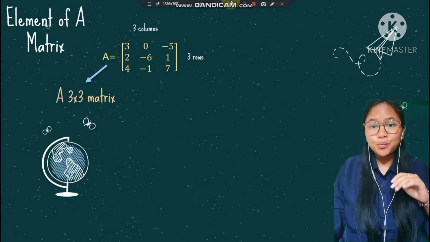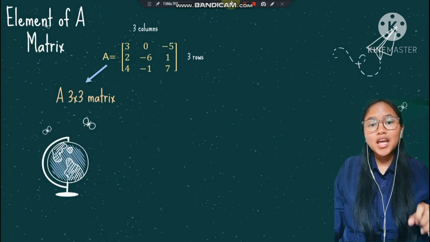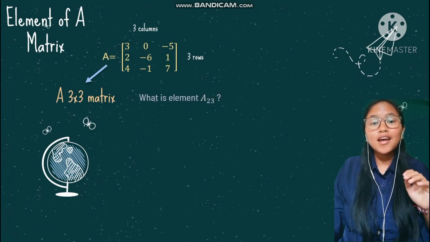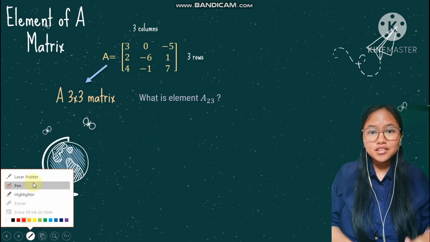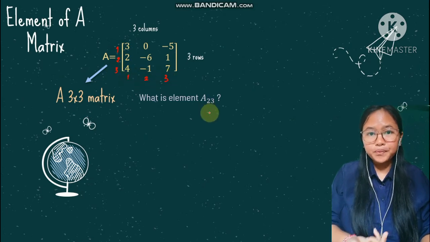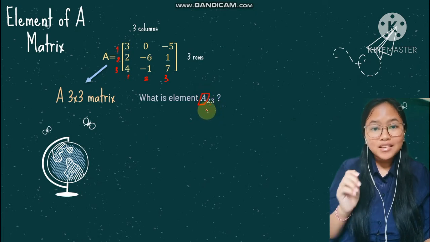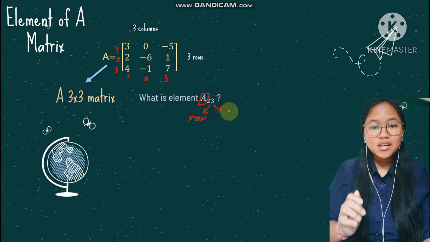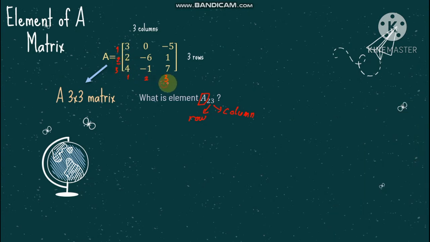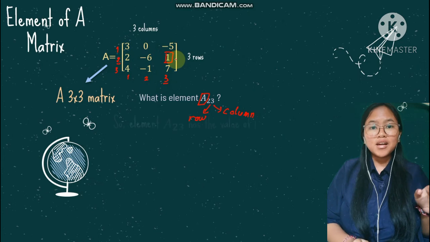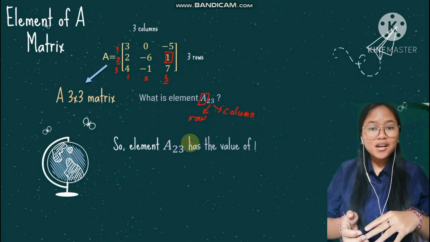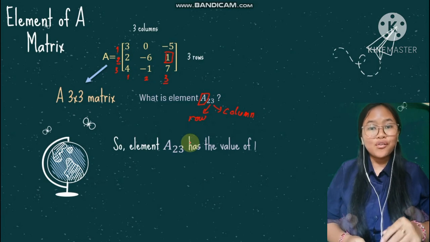When we learn matrices, we need to be able to identify a specific element in the matrix. For example, what is element A2,3 or element A23? So this is the first row, second row, and third row. And this is the first column, second column, and third column. So this is an element in matrix A, and the first number is the row, that is 2, and the second number is the column, that is 3. So this element is in the second row and the third column. And moreover, element A23 has the value of 1.